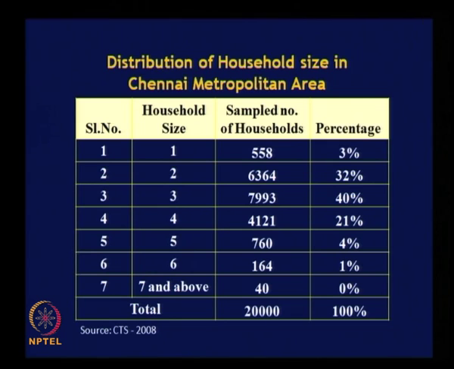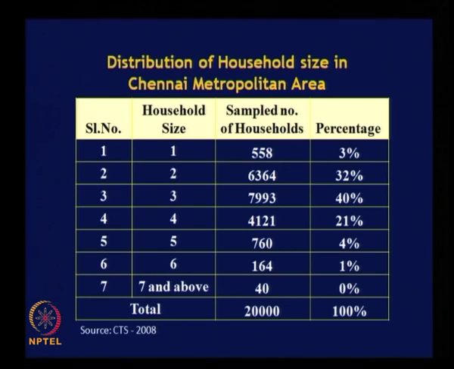This is the recent information pertaining to this city, Chennai city. A comprehensive transportation study was completed in the year 2008 for Chennai city, and you can see the percentage of households of different sizes. Here also you can find 3% households constitute 40%, 2% households constitute 32%. This is a trend in most metropolitan cities in India today. Family size has already become small, 2% households 32%, and 3% household 40%, and 4% household 21%.